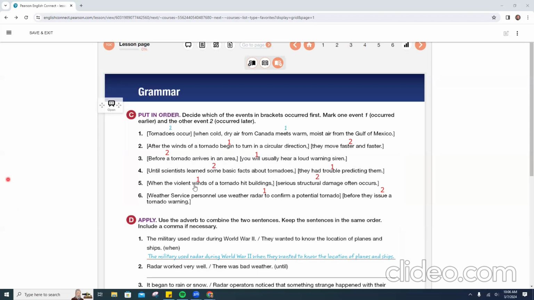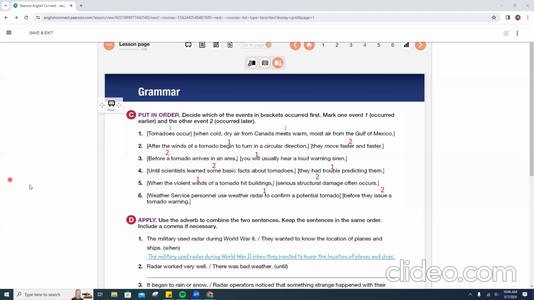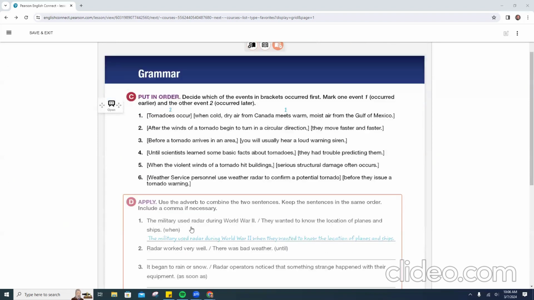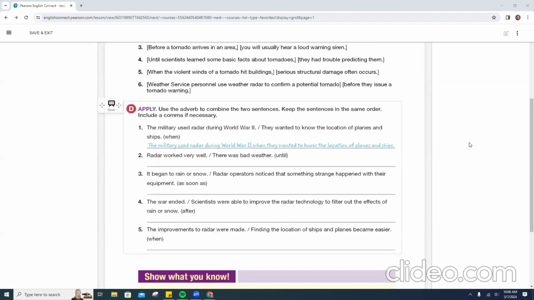Okay, so check your answers for part C. Go ahead and put pause on the video if needed. Part 4, or part D, I'm sorry. Use the adverbs to combine the 2 sentences. Keep the sentences in the same order. Include a comma if necessary.